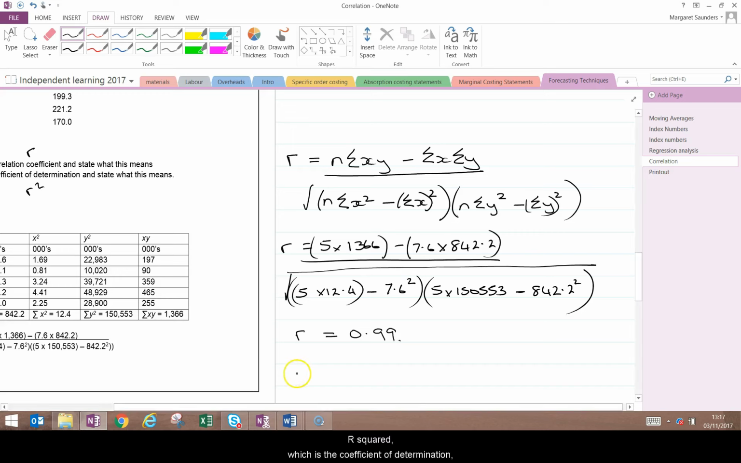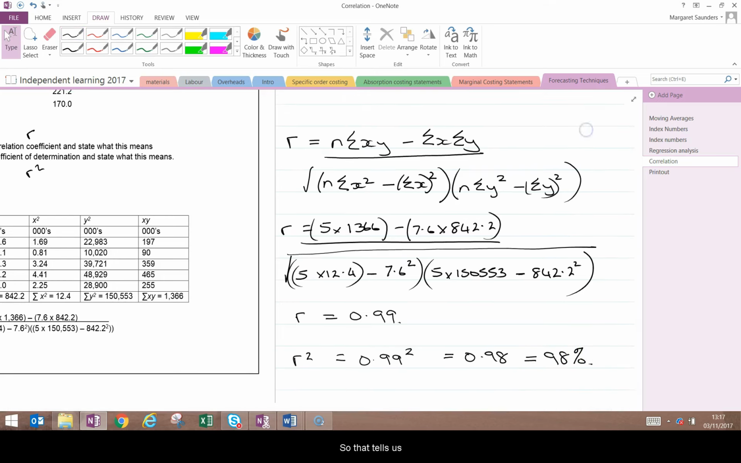R squared, which is the coefficient of determination, is 0.99 squared, which comes to 0.98, or it can be expressed as a percentage, 98%. So that tells us that 98% of our changes in our sales are due to changes in the advertising. The other 2% of changes in sales are caused by other factors.